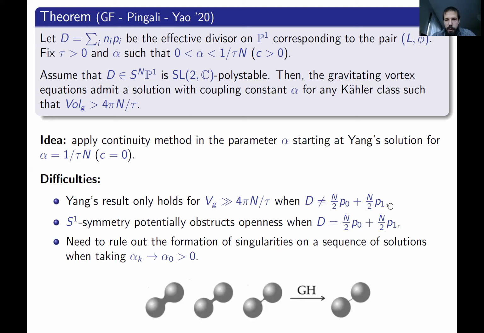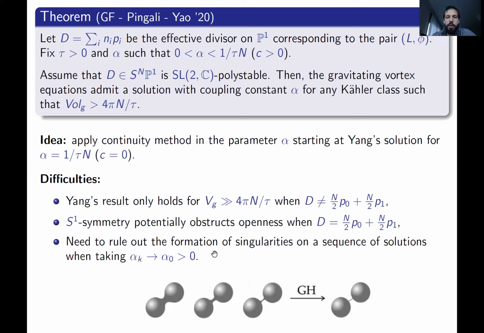By the way, this part is not in the preprint, but we realized last year, and we are adding this to the preprint in a resubmission. So the other possible difficulty is that S1 symmetry in the strictly polystable case potentially obstructs openness for applying the continuity method. This is another problem.